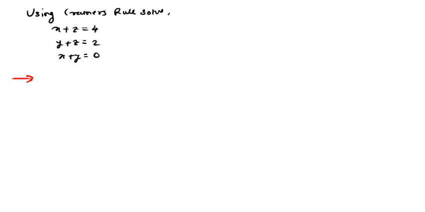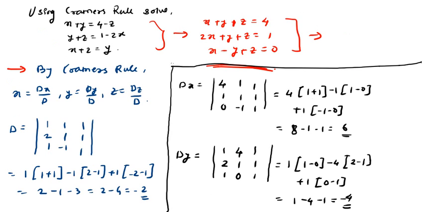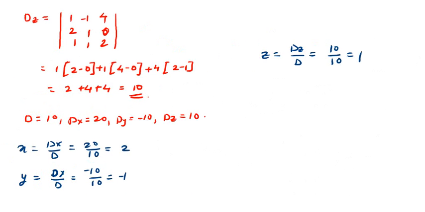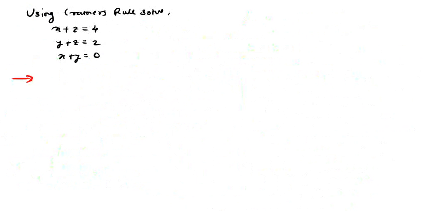This is the system which contains these terms: x plus z equal to 4, y plus z is equal to 2, and x plus y is equal to 0. Let me check whether I have solved this or not. No, it is not solved. So we'll solve this system. Firstly, by Cramer's rule, what will be x?